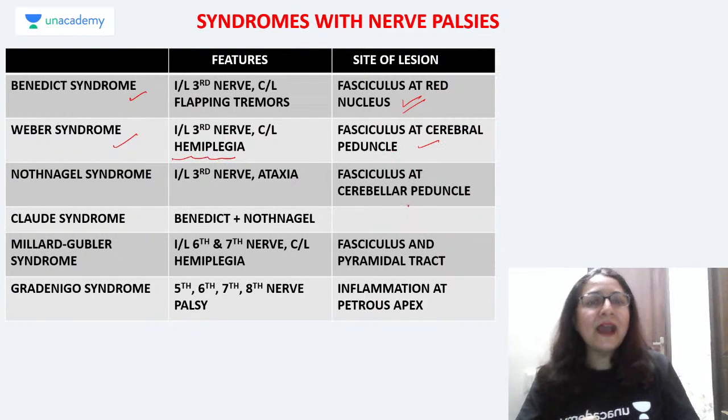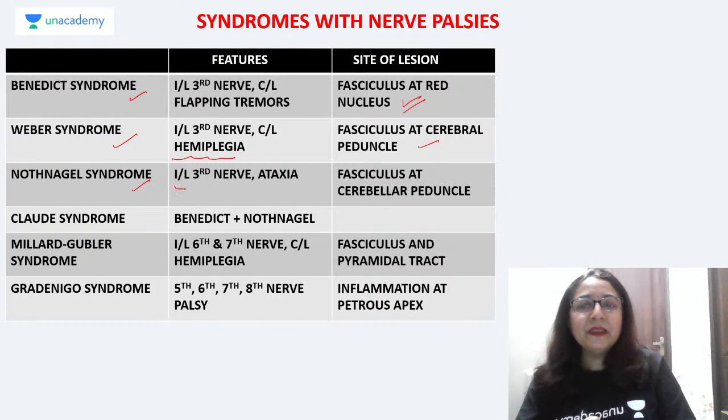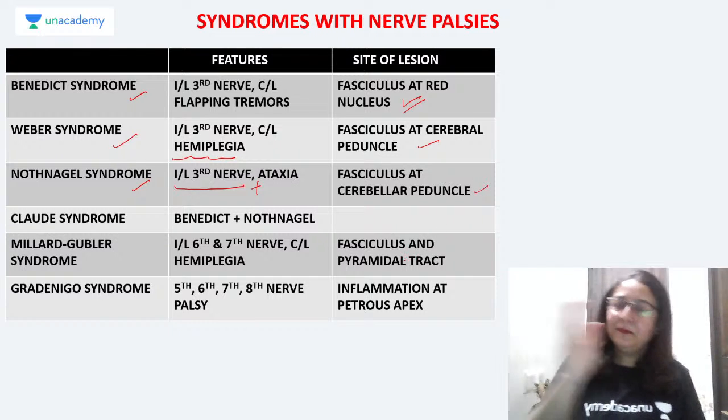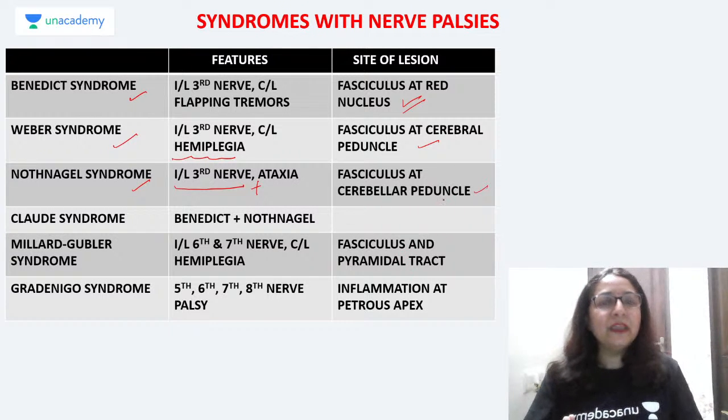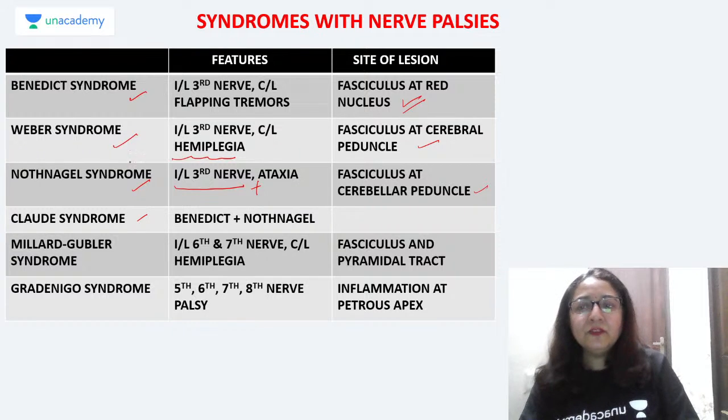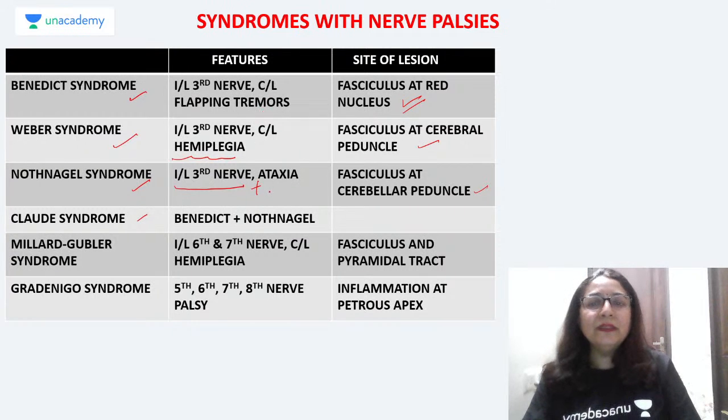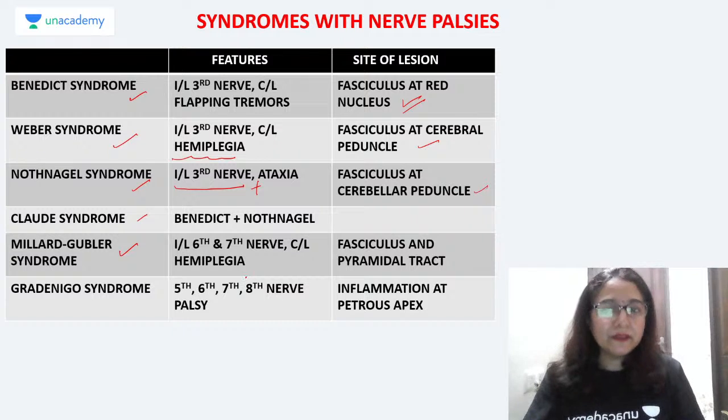Here the lesion is at cerebral peduncle level. In Nothnagel syndrome, ipsilateral third nerve with ataxia. Ataxia, think of cerebellum, so cerebellar peduncle. In Claude syndrome, there is a combination of the symptoms of Benedict and Nothnagel, that is ipsilateral third nerve, tremors along with ataxia. Okay, so of course we'll have to remember it, but these are the 4 syndromes which are associated with third nerve.